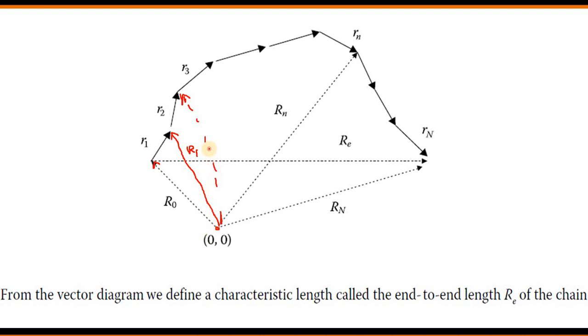Now you all remember the vector addition rules, right? If you use the vector addition rule, what do you see? R0 plus small r1 is equal to capital R1, using the triangular addition rule of vectors. Okay? If this is true, then you can write small r1 is equal to capital R1 minus R0, right? Small r1 is equal to capital R1 minus R0.